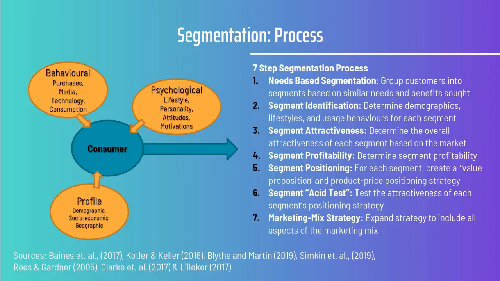So this then feeds into what Kotler and Keller have identified as 7 steps in the segmentation process. So once you've identified customer needs using those 3 areas in the first 2 steps, you can then determine the following: segment attractiveness, profitability, positioning, an acid test to test its success, and then finally integrating this into a marketing mix strategy. So with this in mind, we can look at the segmentation of the voter market within the Leave EU campaign, which was heavily based on existing research regarding the social characteristics of individuals and the impact this had on their attitudes towards the EU.